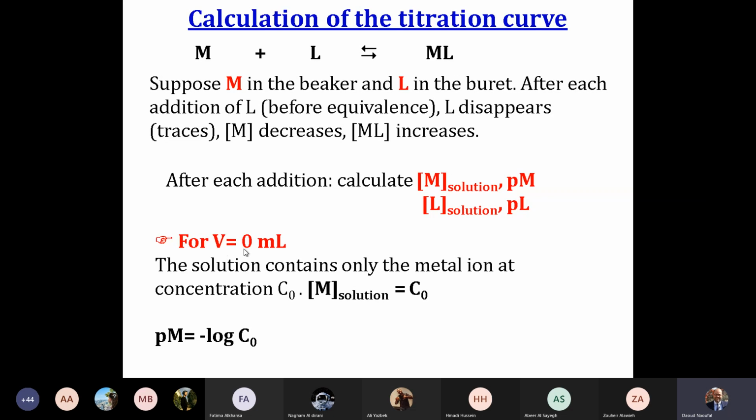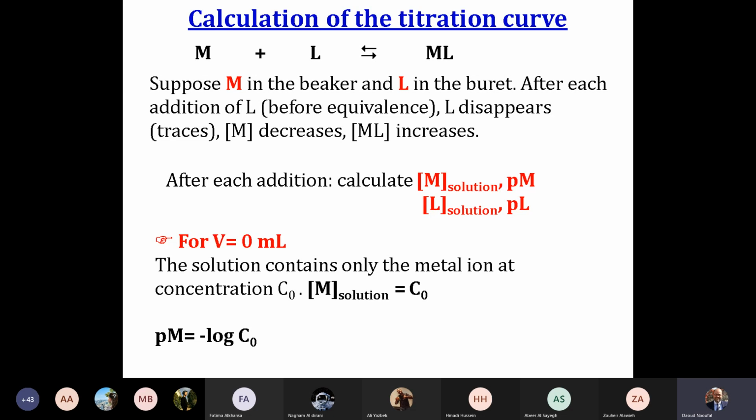At V equals 0, as I said, we have 4 characteristic points: V equals 0, V equivalence over 2, V equivalence, and after equivalence. I will start with addition V equals 0, meaning before addition of the ligand L.